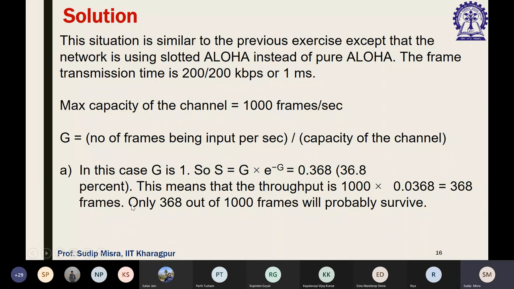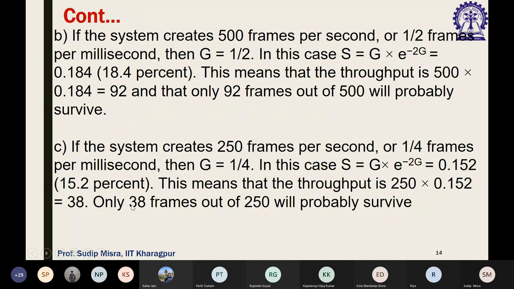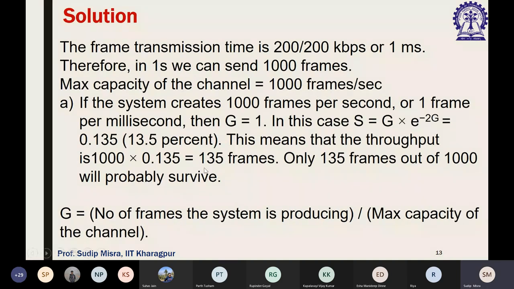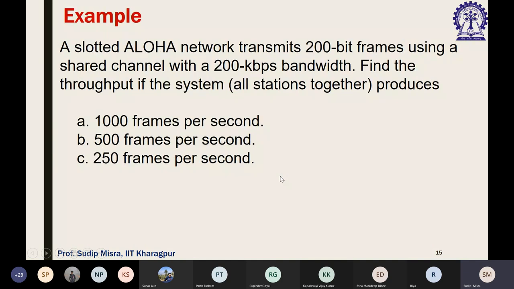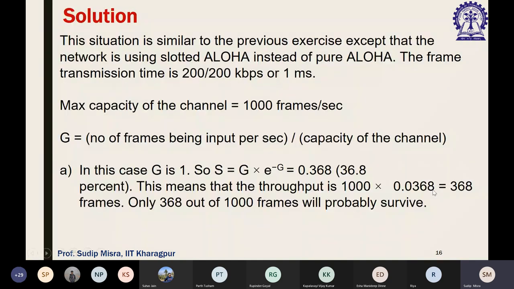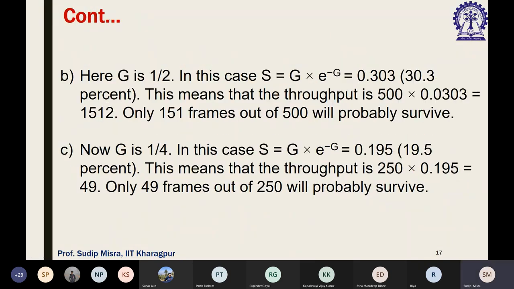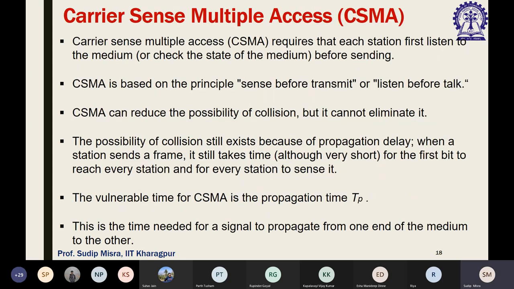This is much higher compared to the throughput that we received before. So in this particular case with pure Aloha, only 135 frames out of 1000 would survive, whereas in slotted Aloha, 368 frames would survive out of the 1000. So obviously we are improving the throughput. Likewise, please go through these for the other values of G.